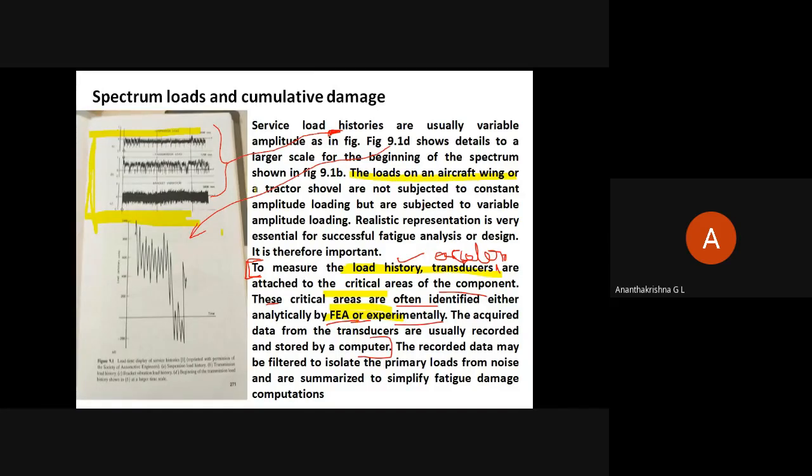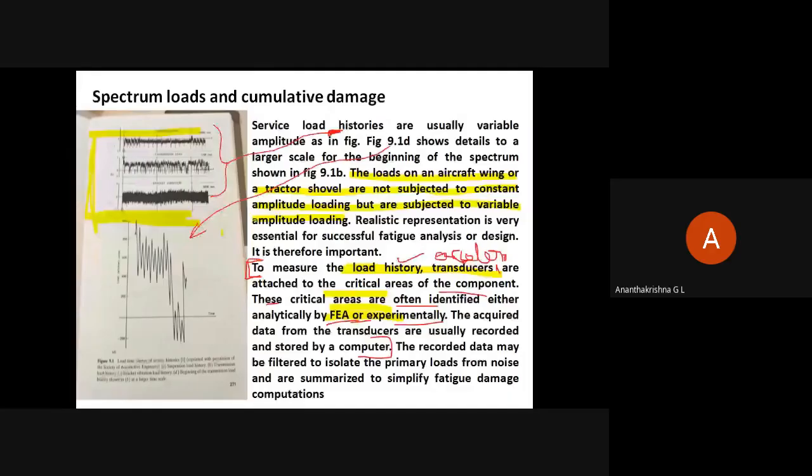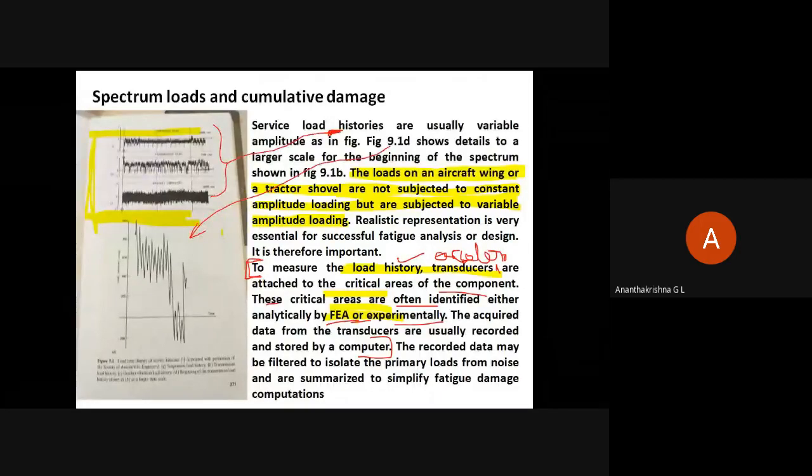The loads on an aircraft wing or a tractor shovel are not subjected to constant amplitude loading but are subjected to variable amplitude loading. Please note down this sentence. See, the purpose of making you write is to have a feel of these words. Because next when you open this, you may not understand much. So if you write once, it will be there in memory somewhere. It will come back after some time, whenever you need. Okay? Please write this sentence.